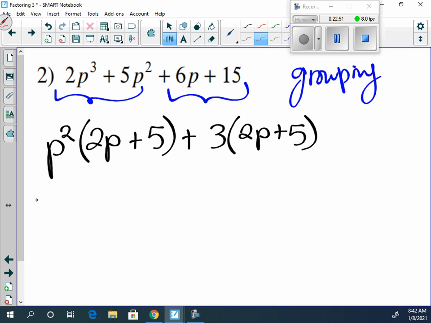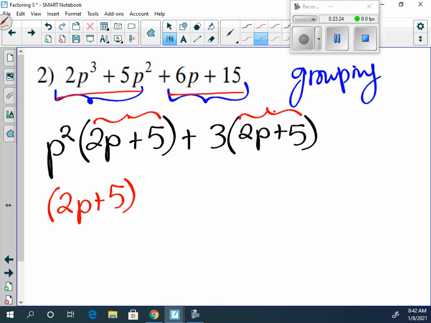Because our goal is for this here and this here to be the exact same. That's why I call it greatest common factor twice or three times. I factored something out of both of these here. And once I did that, now we have something in common with these two things added together, yes? So I can do greatest common factor again. But what I'm factoring out this time is going to be our 2p plus 5.